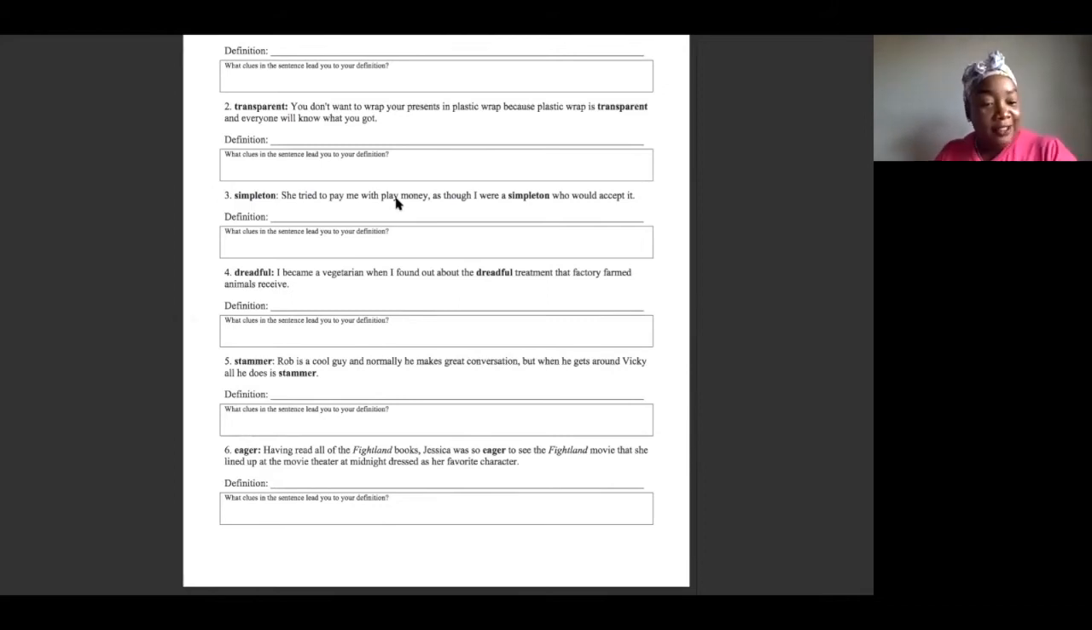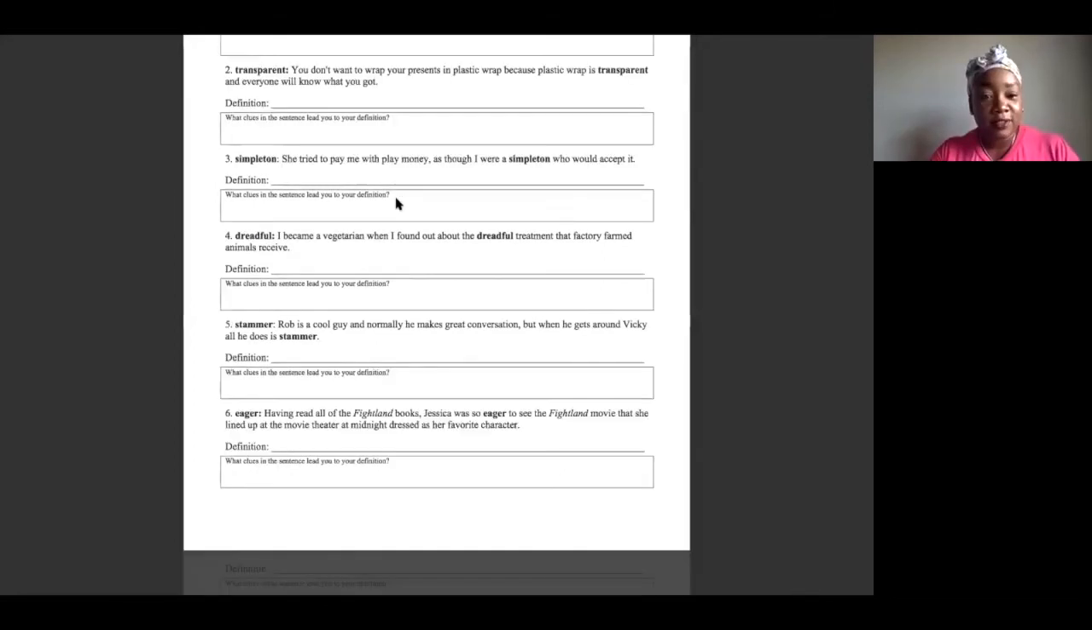Exactly. Kimora, what is it? Kimora Martin: plastic wrap. We know plastic wrap to be something that we can see through, right? So if you say don't wrap your presents in plastic wrap, we can see through plastic, so we know that transparent means see through. Very good. Going on to number 3.